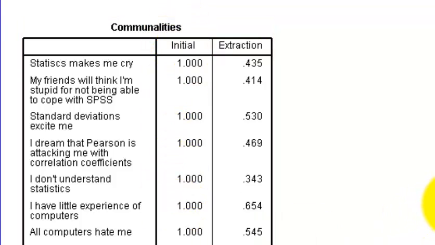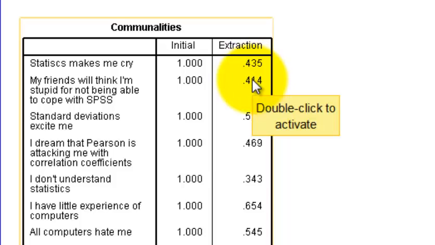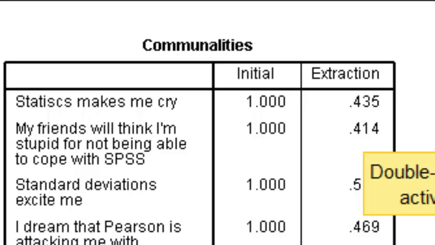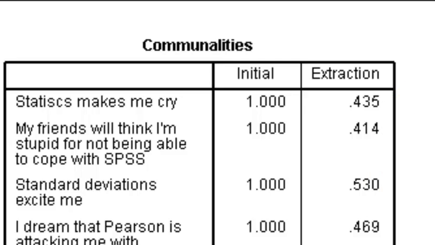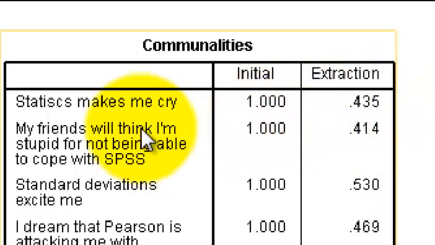But after they've been extracted, the communality, this number here, is the proportion of the common variance within a variable. Okay? So in other words, this first question with .435, we can say that about 43.5% of the variance associated with that question is common variance or shared variance. Okay, so that means it's loading up with a lot of other questions. That's good. So this extraction number tells you how well this question is lining up with other questions.